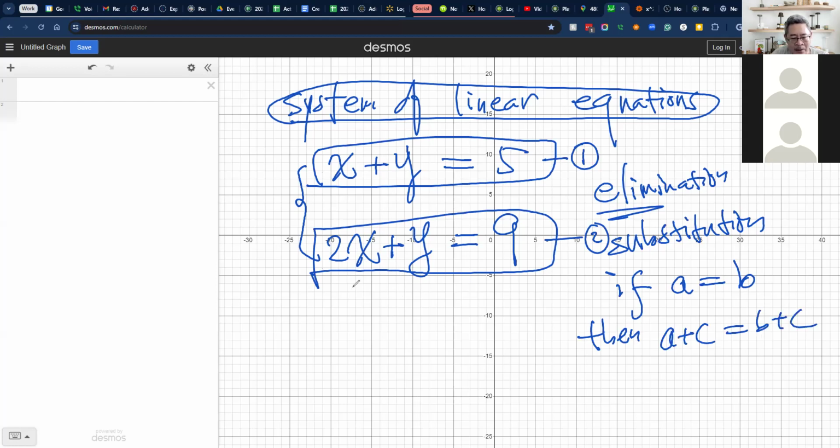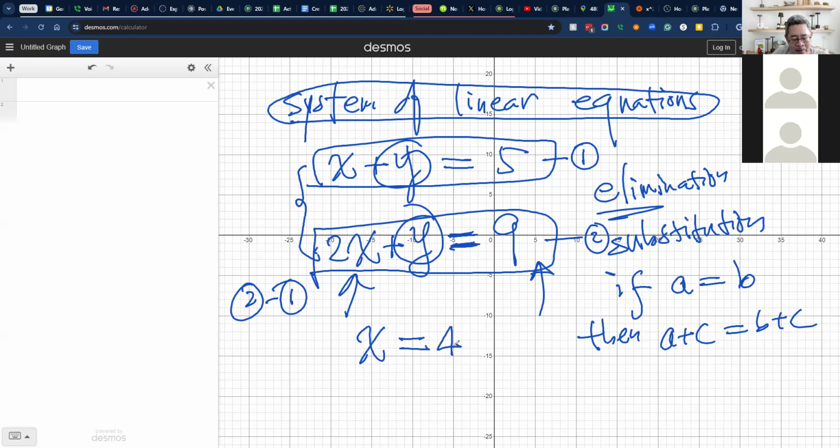Okay, because this side and this side are the same, let's give an equal sign. So therefore, we can subtract them on both sides. Now, if I use the top minus the bottom, then what we got on the left is y and y cancel. Y minus y is 0. And 2x minus x is just x. Then on this side, 9 minus 5 is 4.